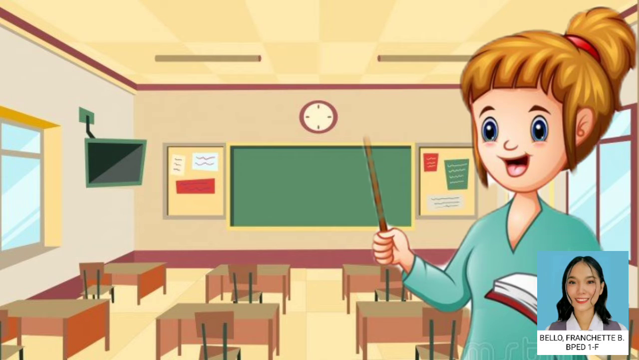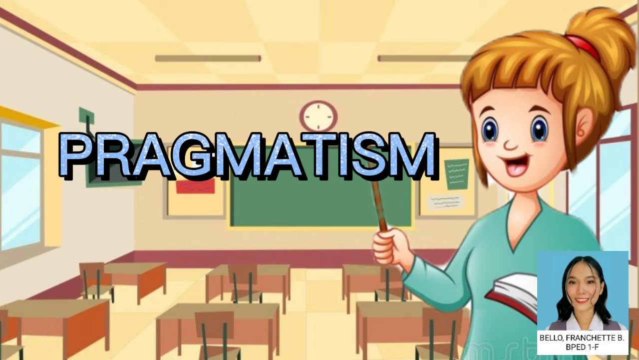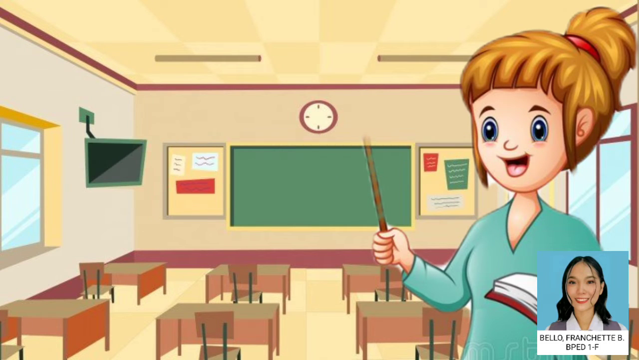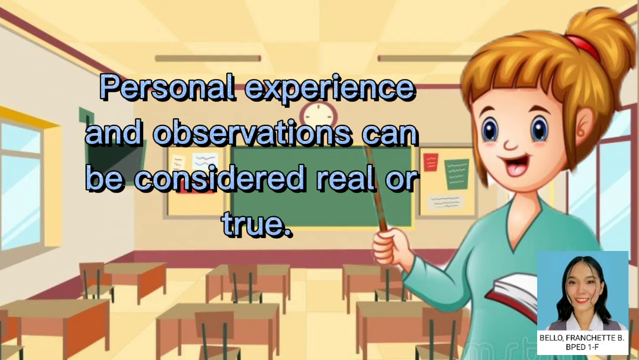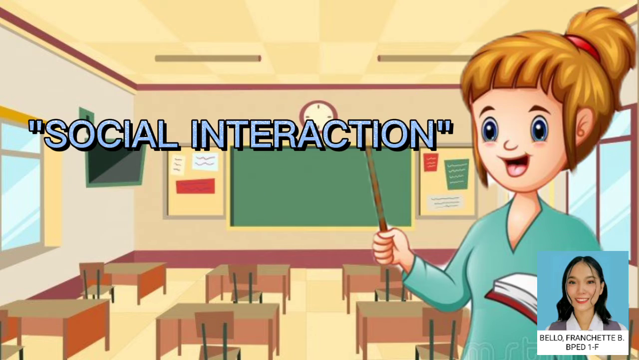The third one is pragmatism. It is a school of thought that believes that education should be about life and growth. Personal experience and observations can be considered real or true. This perspective is manifested in the classroom situations through delivery of social interactions. As teachers, we encourage our students to do projects, hands-on activities, problem-solving, and experimenting.